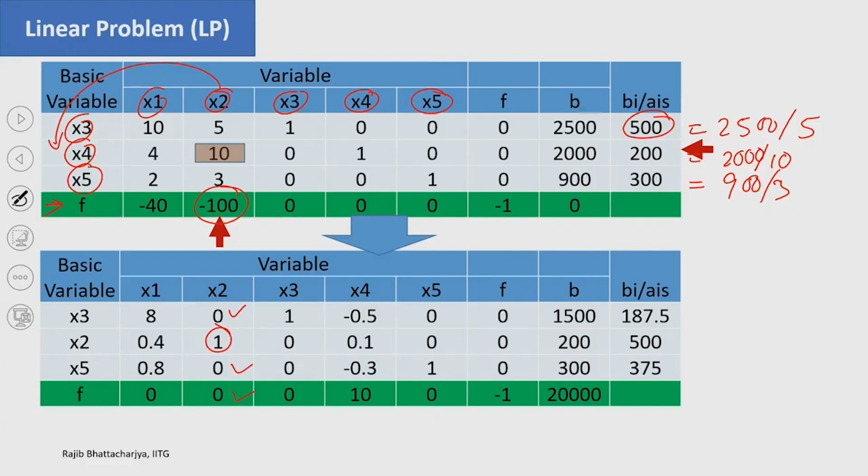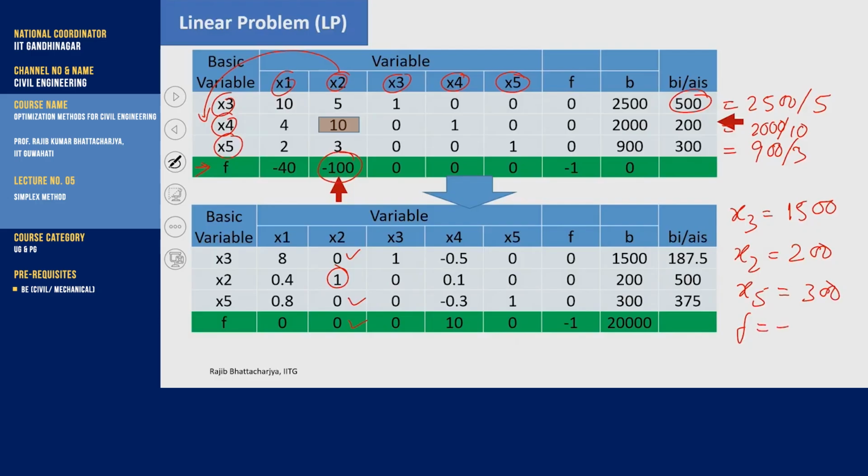Okay. So, now what is the solution I am getting? The solution I am getting here is that x3 equal to 1500, is it not? So, x3 equal to 1500, then x2 equal to 200, okay. Then x5 equal to 300, okay. And what is the value of f? That f is equal to minus 20,000, okay, minus 20,000 I am getting this.